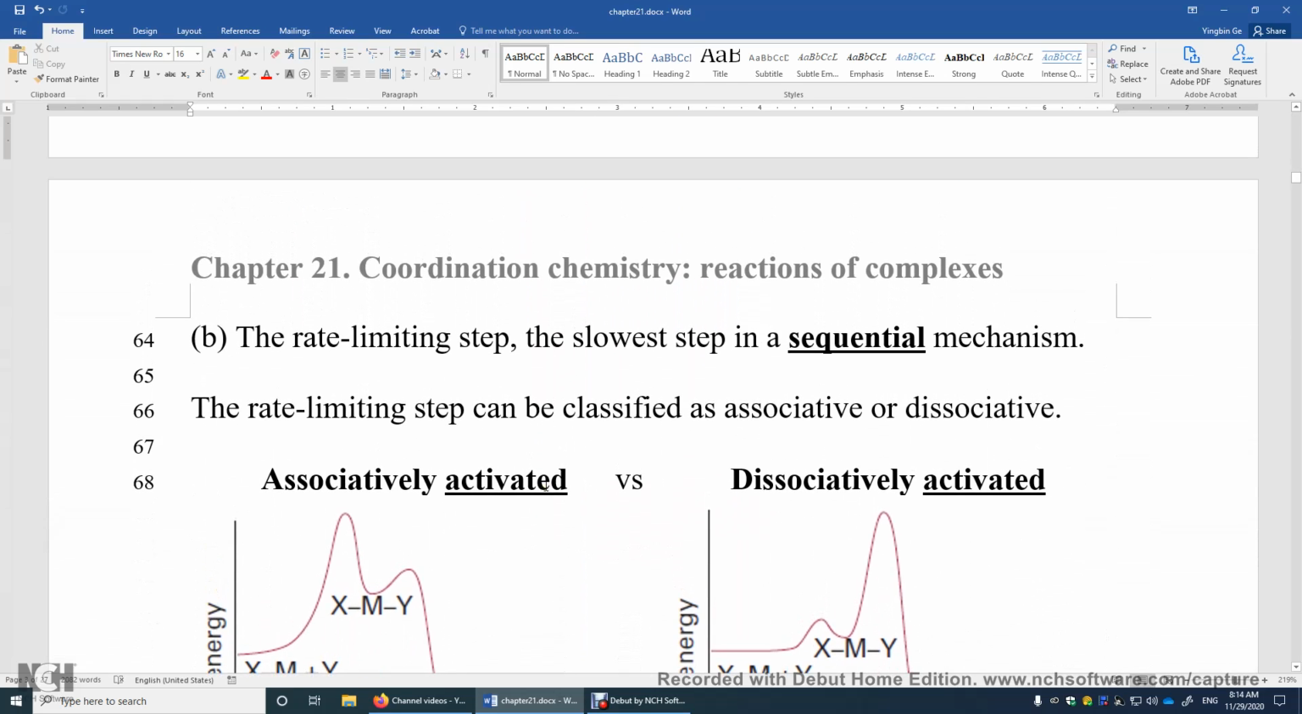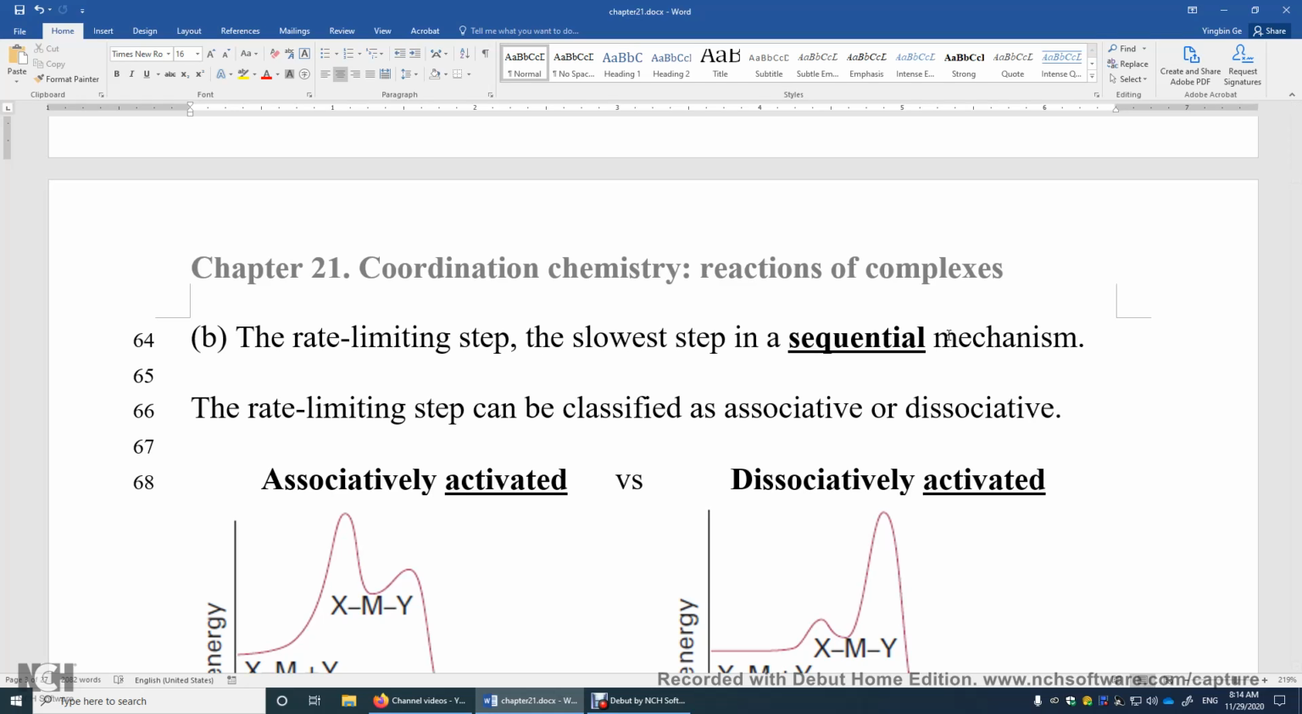Subsection B, the rate limiting step. The rate limiting step is the slowest step in a sequential mechanism. All right, how do you know it's a sequential mechanism? Well, it's very simple. A sequential mechanism involves multiple steps, at least two steps. And if you somehow block one of these steps, the reaction cannot proceed at all.